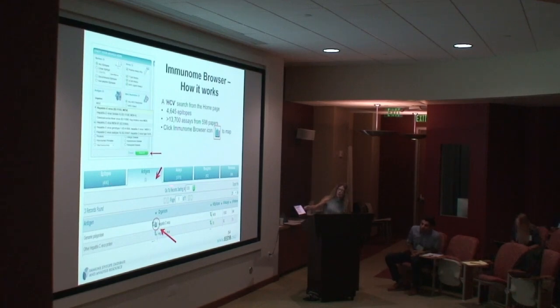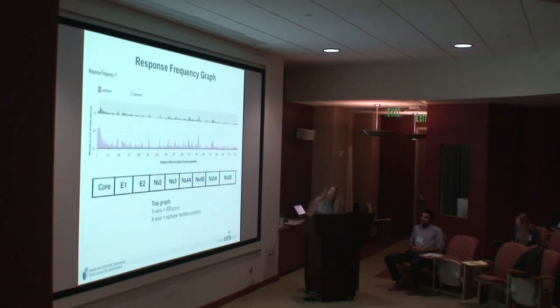So you can see there's 4,600 some epitopes. There's tens of thousands of assays coming from nearly 600 papers. So this is a very well-covered virus. When we do that, you're going to see two things, and Bjorn showed you a snapshot of this. You're going to see two graphs.